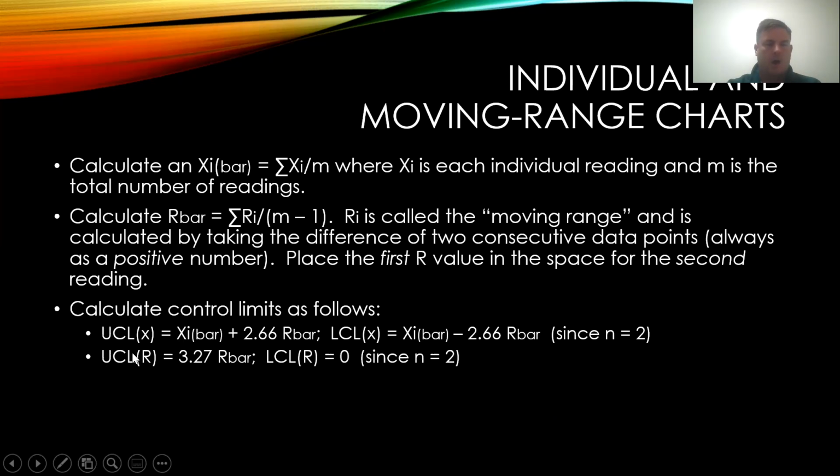Then your R upper control limit equals 3.27 multiplied by your R bar, and your lower control limit for R equals 0 in this case, again because N equals 2. Because your ranges can equal 0, the lower control limit just becomes 0. So your R bar is going to be anywhere from 0 to 3.27, and that's what it looks like for the individual moving range.